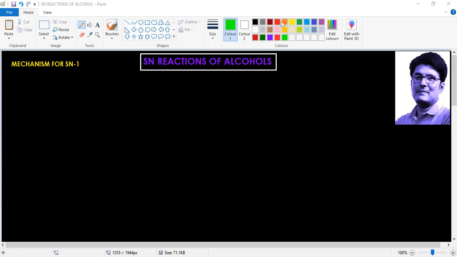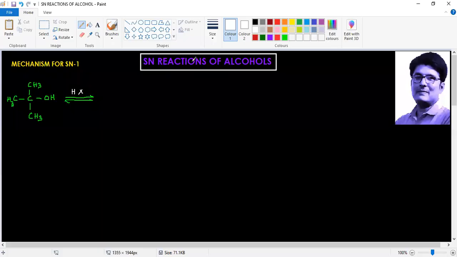So now in the mechanism, first I am going to take an example of a tertiary alcohol. Here I have taken one example for SN1. So could you say what this example belongs to? It belongs to tertiary alcohol, isn't it? So obviously the tertiary alcohol is favored for SN1.